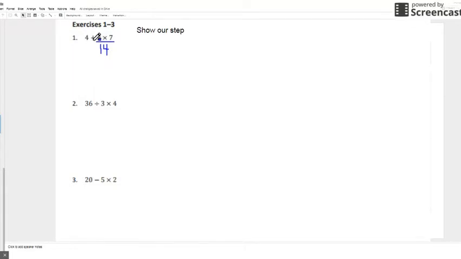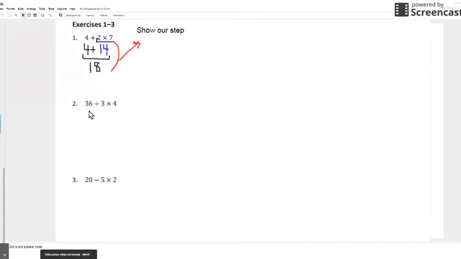I haven't touched the 4 plus. I've taken care of the 2. Remember, I evaluated all the way up to here. That means everything else just comes straight down. 4 plus. I didn't touch it, so it comes down. And now I simply do the addition. 4 plus 14 is 18. So this whole section is showing our steps, showing our work. Notice I didn't just put equals 18. I evaluated the multiplication first because multiplication comes before addition, and then I did the addition, and here's my answer of 18.